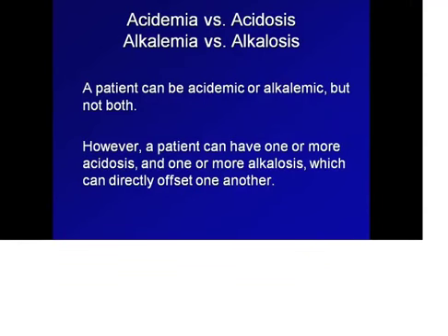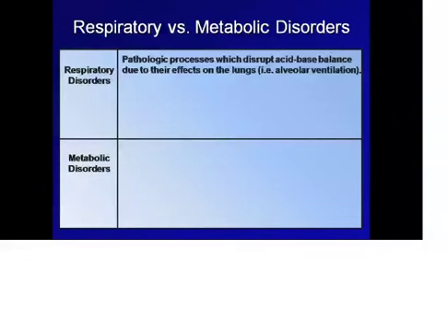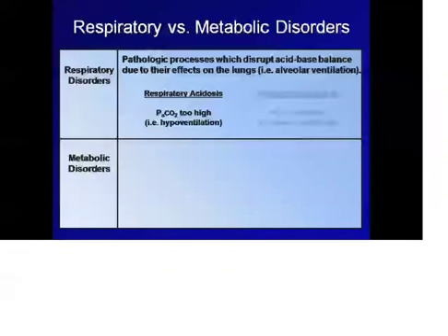Now I will discuss the 4 basic categories of acid-base disorders, which you may have already inferred from the last lecture. Disorders can be either respiratory or metabolic. Respiratory disorders are those pathologic processes which disrupt acid-base balance due to their effect on the lungs. Specifically, these disorders alter alveolar ventilation. A respiratory acidosis occurs when the PCO2 is too high, that is, the patient is hypoventilating. A respiratory alkalosis occurs when the PCO2 is too low, that is, the patient is hyperventilating.